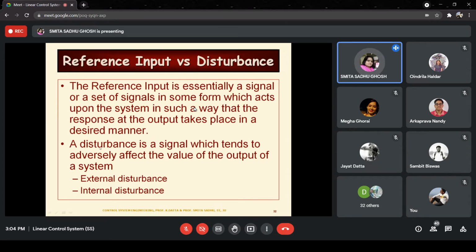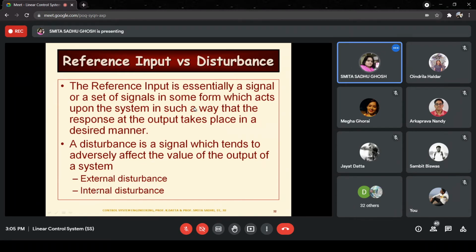On the other hand, a disturbance is also an input to the system, but it is a signal which tends to adversely affect the value of the output of a system. Of course, as far as disturbances are concerned, there are two broad categories into which disturbances can be divided: external disturbances and internal disturbances.